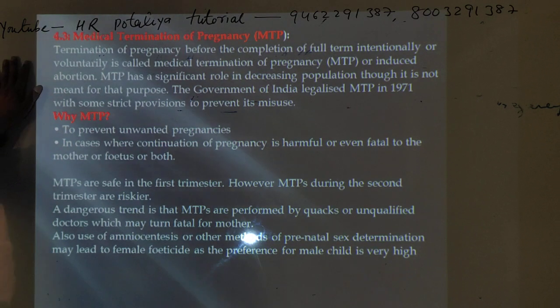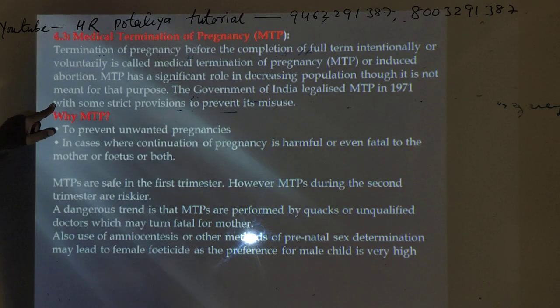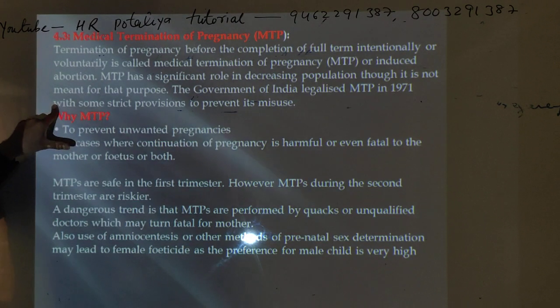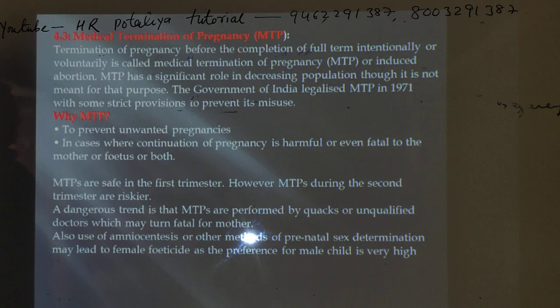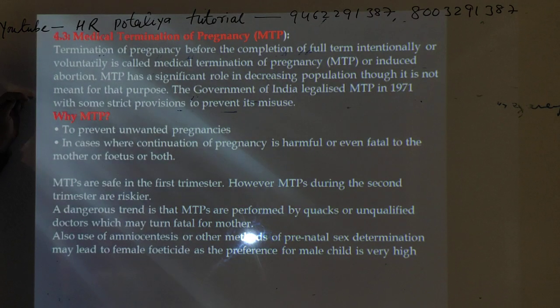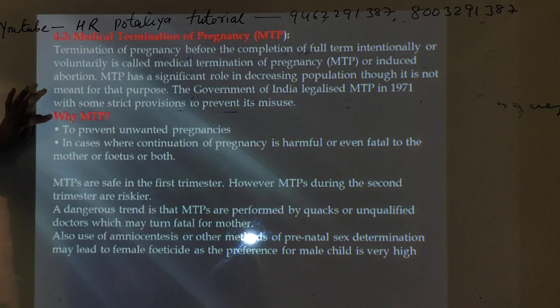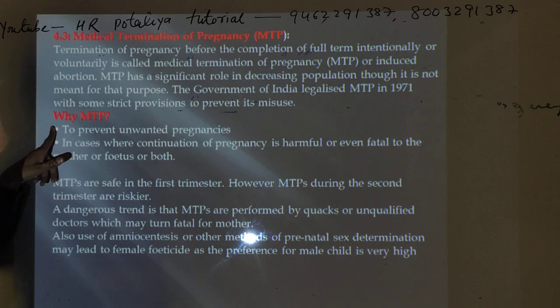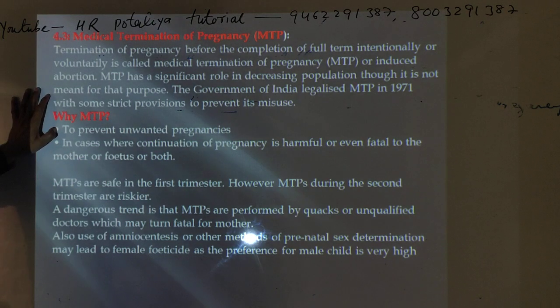The government of India legalized MTP in 1971 with some strict provisions to prevent the misuse of MTP. Next question, why MTP? First, to prevent unwanted pregnancy.